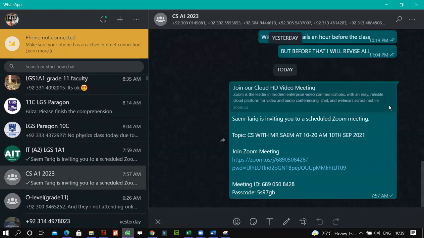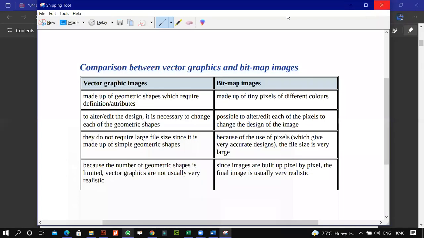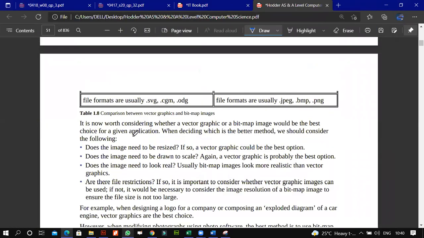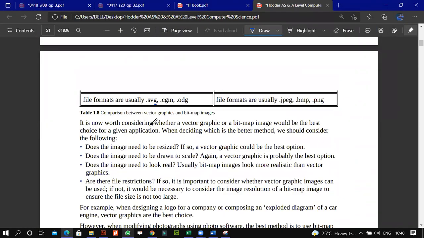It will be shared with you. My phone is not connected. I'll just connect. It will be with you. Then we have is just able to see SVG and all that.